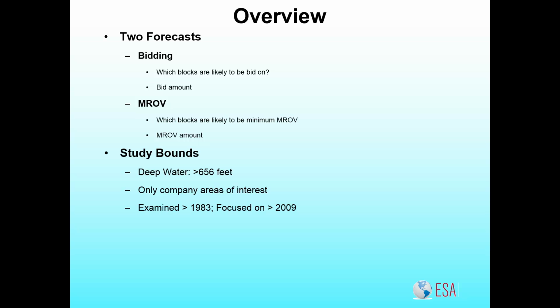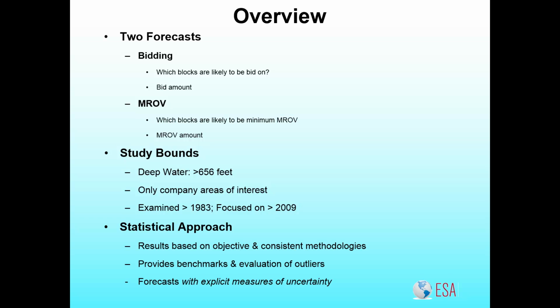This forecast is limited to deep water only. We didn't want to mix up how the shallower waters work with the deeper waters, and most of the action's happening in the deep water anyways. We limit our study area to only things around where companies have an area of interest. So things way out in the frontier we do not make a forecast for. That's mainly because we don't have a lot of data out there, and so our forecast wouldn't be very accurate anyways. We looked at data all the way back from 1983 to get overall trends of how bidding works, but mostly our model focuses on data since 2009.